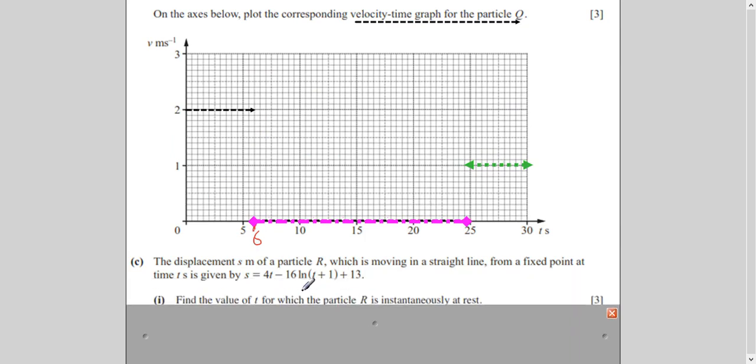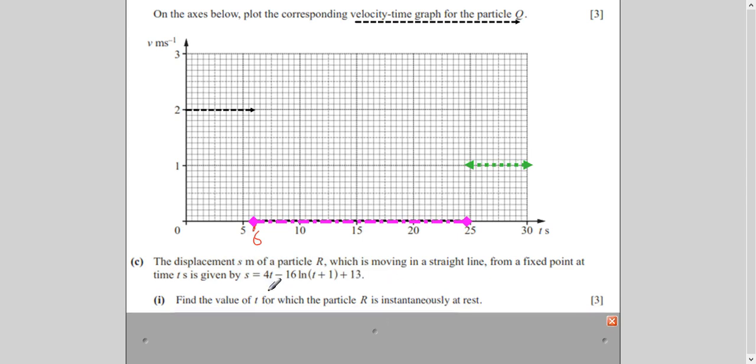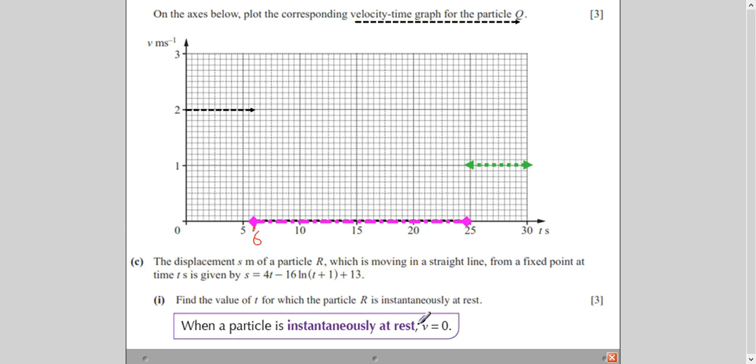Now in this question, why I especially picked it up, because it has an equation of logarithm. So in kinematics you will get three types of equations: logarithmic equation, exponential equation, trigonometric equation, and polynomial also. So we have to find the value of t for which the particle R is instantaneously at rest. So if you can recall, when we talk about instantaneously at rest, it means v is equal to 0, right? This is what we have seen.